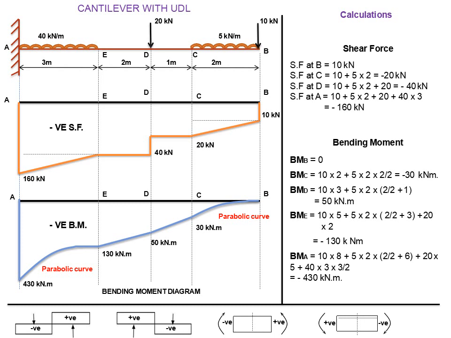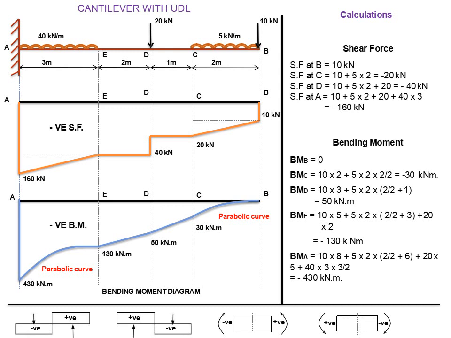Next, the shear force at point D. From B to D we have three vertical loads: two point loads and one UDL load. So the shear force at D is 10 kilonewton plus 5 into 2 plus 20 kilonewton. We get minus 40 kilonewton. After adding, finally put the minus sign.